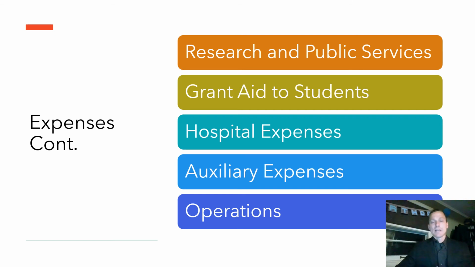If a school has a learning hospital associated with them, they may have expenses with the operation and maintenance of that as well. There may be other auxiliary expenses as well as operation expenses. The operational expenses are typically run by a central physical plant department.